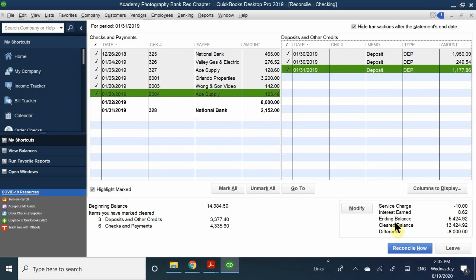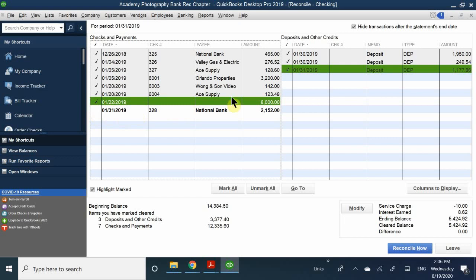Do we still have a difference, or are we done? Let's look at the bottom. The difference is exactly the 8,000 that I guess was withdrawn. We need to also include that, right? So we didn't include that. Now that we know on our bank statement it shows that we withdrew $8,000, I can safely assume that I did withdraw this $8,000, because in QuickBooks, it doesn't tell you this is a withdrawal. It just says $8,000 is missing.